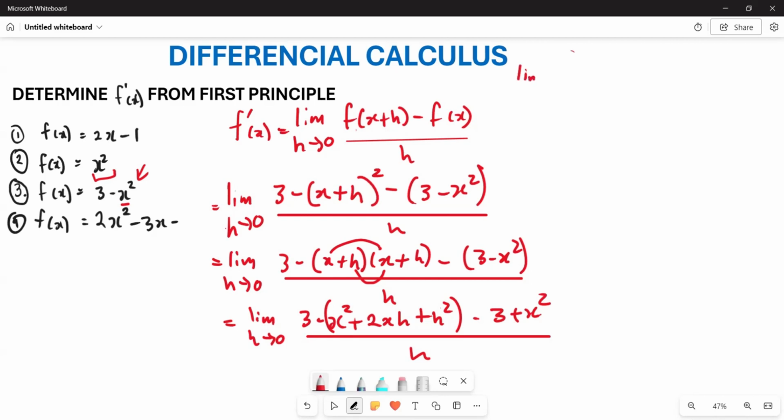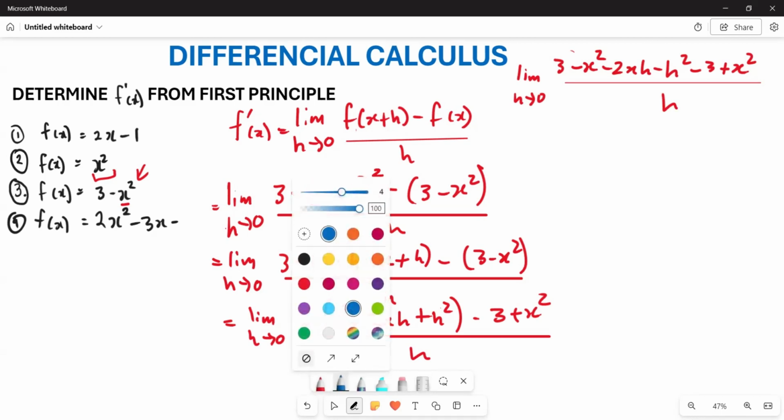Obviously, you start by writing your limit, your limit as h approaches 0. This is going to be 3, subtract x squared, subtract 2xh, subtract h squared, subtract 3 plus x squared, over your h. Okay. Then now, what is going to happen here?